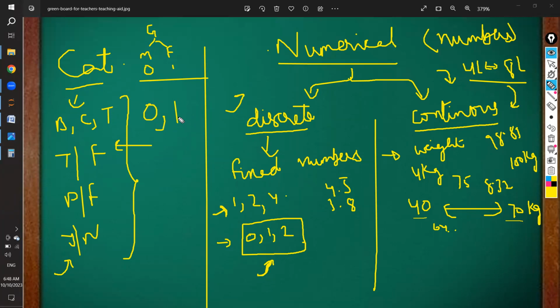That means here you are having 0 and 1, right? These are not actual numbers, these are just encoded values representing some other actual categorical value. So they should not be taken literally as math numbers. That means you cannot say 1 plus 1 equals 2 here. This 1 is not an actual one, it is just a representation of female. But whereas numerical, these are the actual numbers. 1 is 1, 1 plus 1 becomes 2.